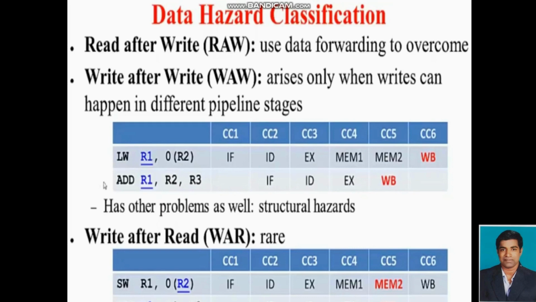Load R1, 0 R2. So the content of the R2 register is loaded into the R1 register, and then adding the R2 and R1 registers, the result will be stored in R1. Already we wrote the value of R2 into R1.